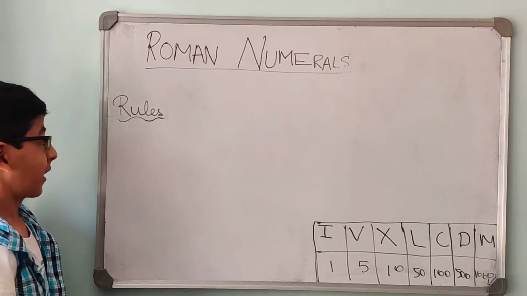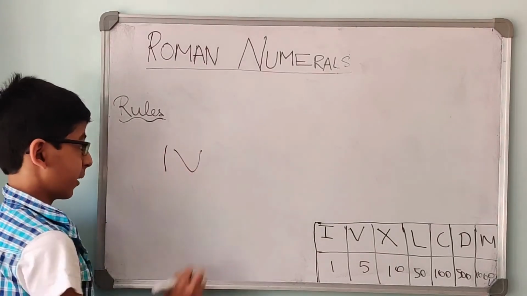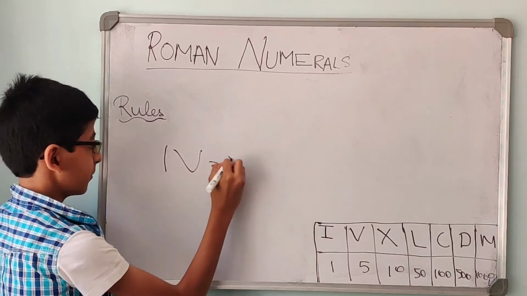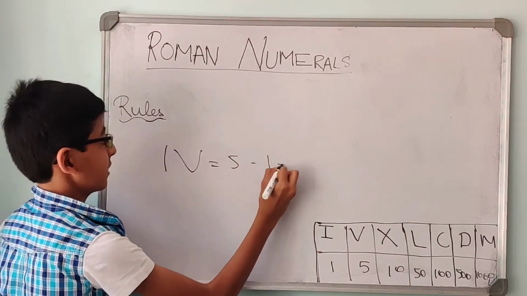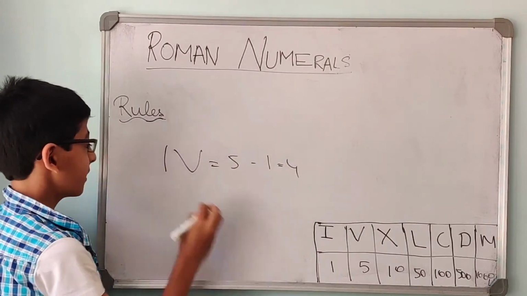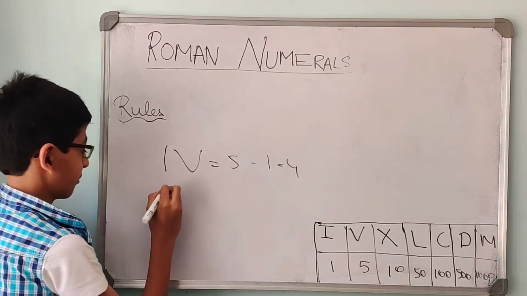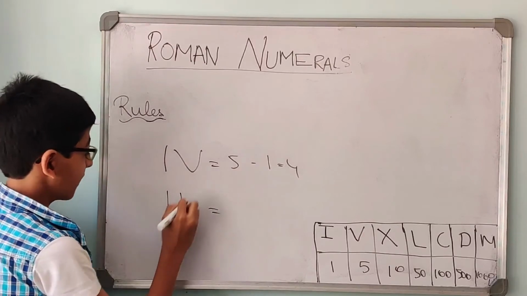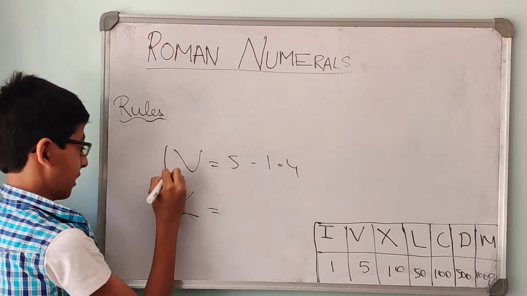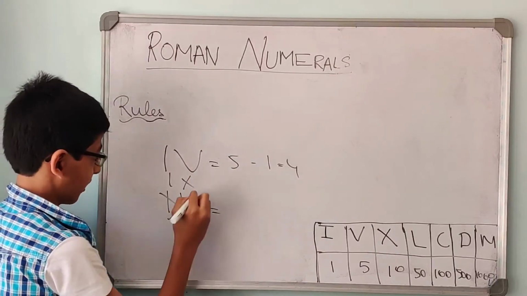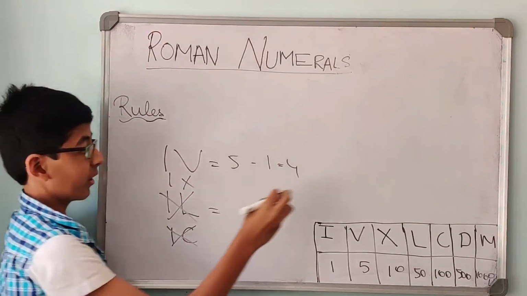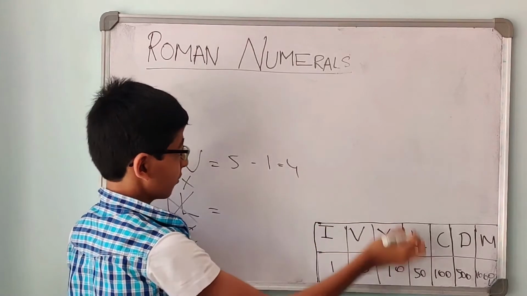If you remember, there was a rule: if a smaller number is written on the left of a bigger number, we subtract it from the bigger number, that is 5 minus 1, which gives us 4. But if we have to write 49, we are given IL. IL is not allowed. IV is allowed, IX is allowed. IL is not allowed, IC is not allowed. So now let us see what number can we write behind what.